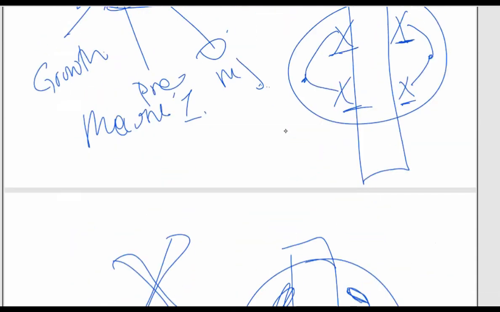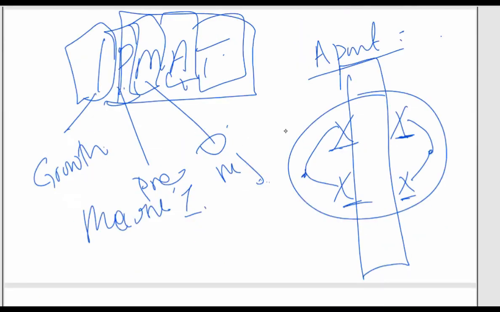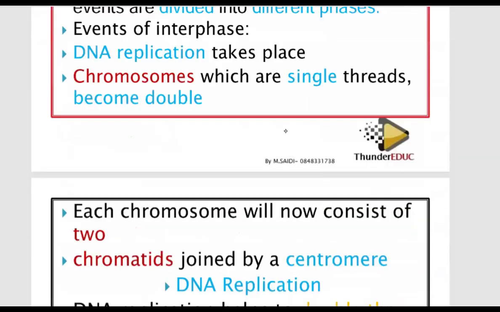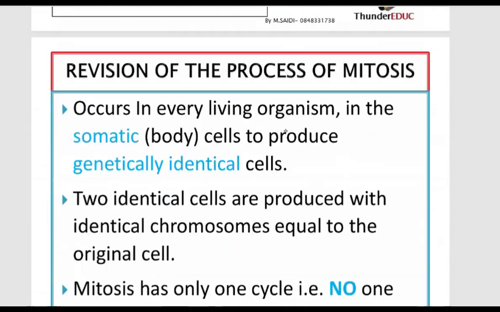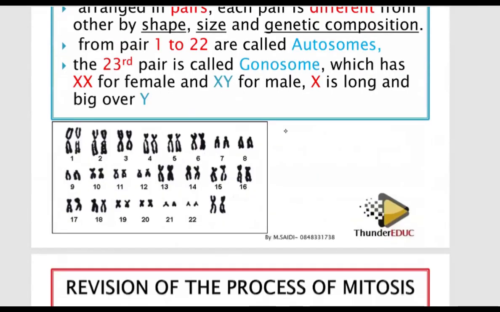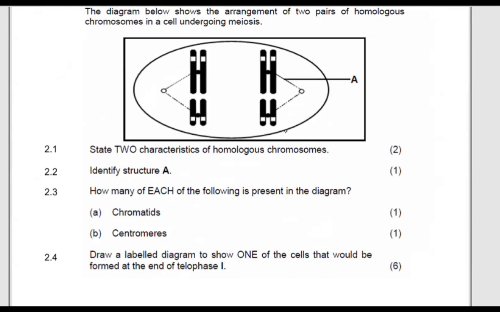Then another thing where you have issues is when we come to the karyotype. When we ask you questions about karyotypes, you end up losing it. You don't know which one is a male, which one is a female, how many chromosomes. We're going to reach there and also see. So let's do a few questions about meiosis, and then we can also link it.